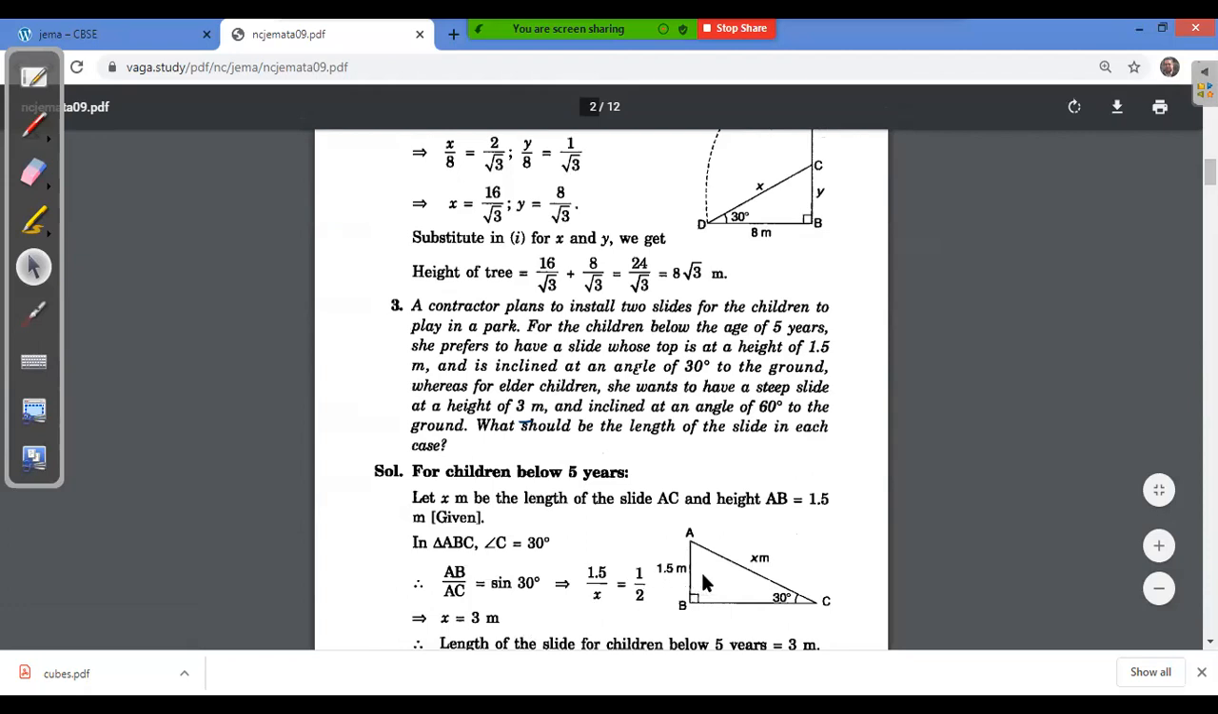So first part is pretty simple. We are going to use sine because we have the perpendicular and we want to find out the hypotenuse. So sine 30 we have applied. Perpendicular is given. Hypotenuse is the unknown. We have got the length of the slide as 3.